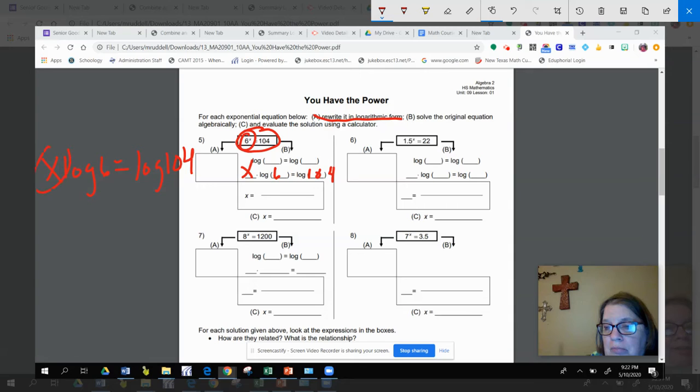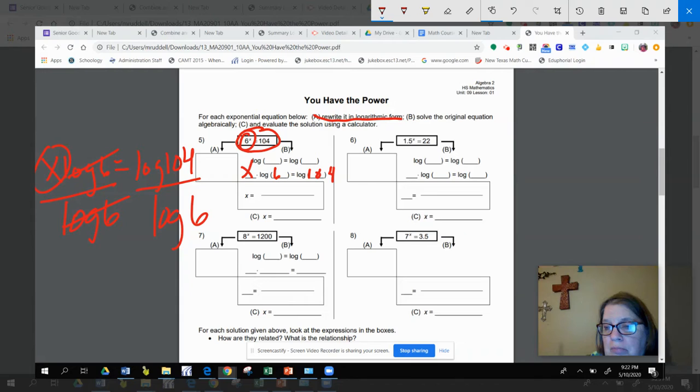And I'm trying to get this x by itself, right? And it's multiplied by log 6. How do I get rid of multiply by log 6? Divide. So if I divide this side by log 6, those cancel out. If I did that to this side, I have to do it to this side. Okay, and then we would go to our calculator.